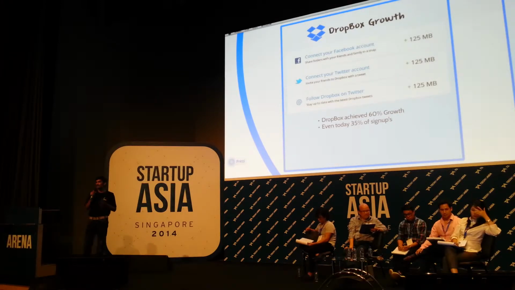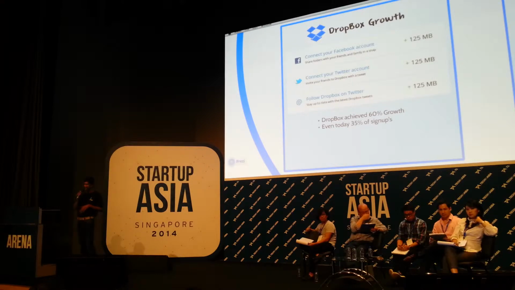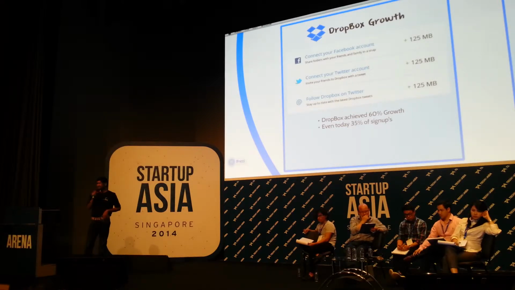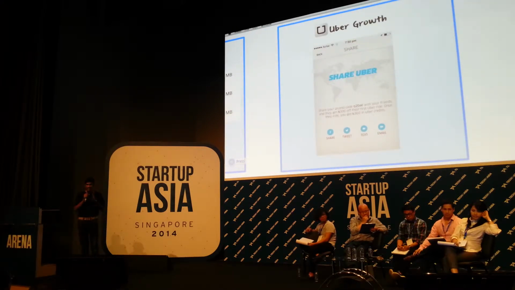And even today, 35% of their signups come from the same growth hack they implemented 4 years back. Likewise, Uber also asks its users to share the promo code across social media to get $10 credits and to give $10 credits to your friends. That's a two-way promotion.